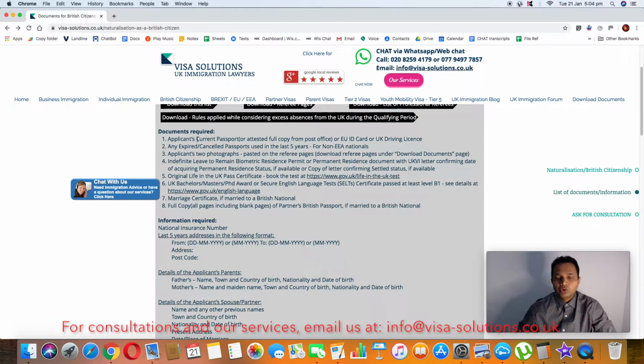If you don't have all the passports used in the last 5 years, then you will have to produce additional evidence such as letters from government departments, council tax bill, HMRC, DVLA, DWP, etc., to prove that you have been living in the UK.